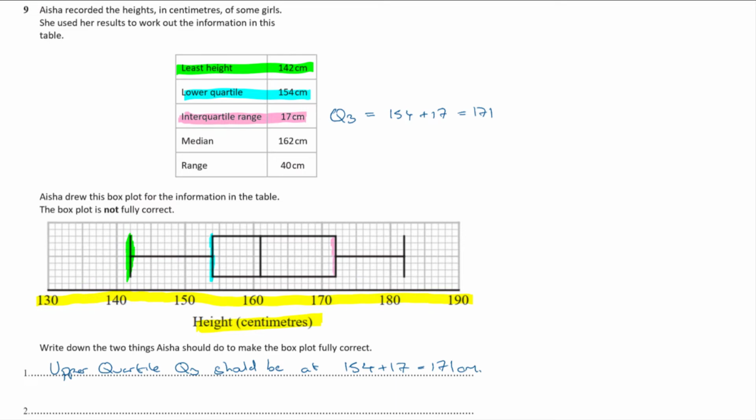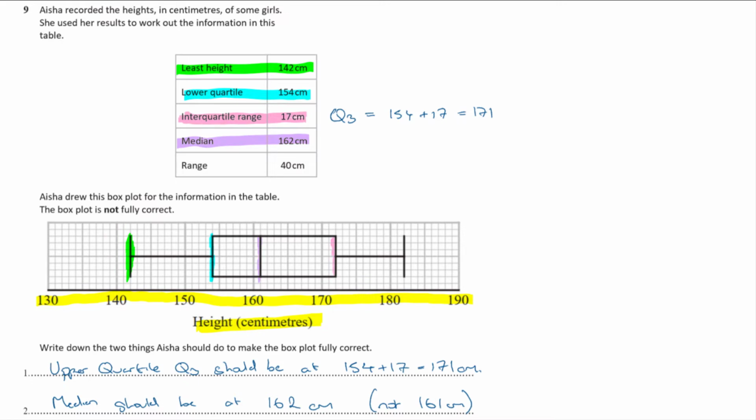Okay, right, so then that's that. Now, next thing, median at 162. You have gone cropper again there, haven't you, Aisha? So she's drawn it at 161. So that's the second thing. So median should be at 162 centimetres and not 161 centimetres as she's drawn it.